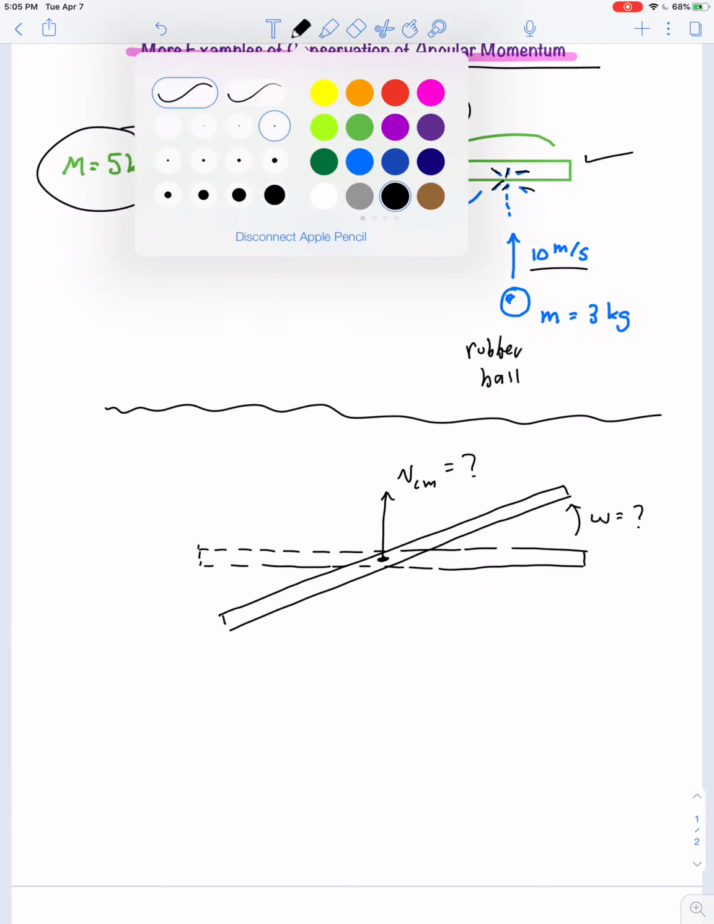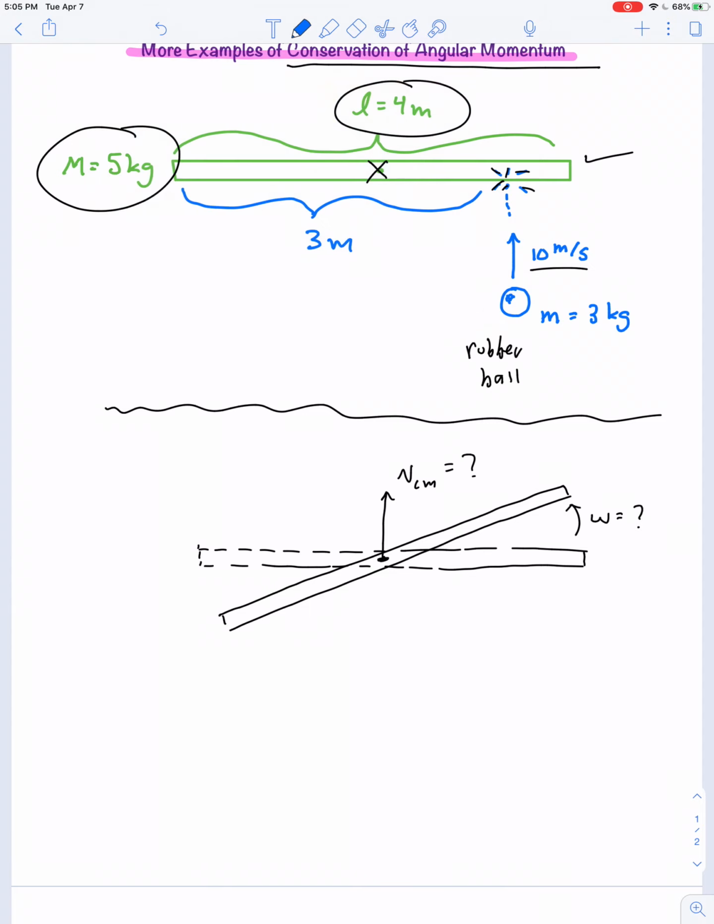And then we'll just make up some values and say, hypothetically, what if the ball came bouncing back off of the rod and its speed is not 10 meters per second as it comes back, the speed is only 2 meters per second as it comes bouncing back. So, given all this information, can you figure out both the final angular speed of the rod and the final speed of the center of mass of the rod?